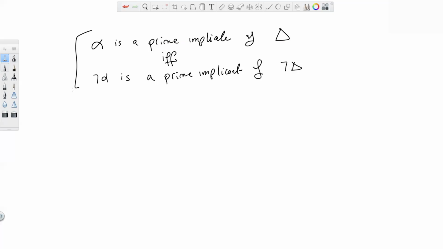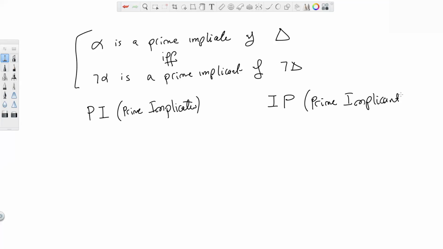What do I expect in terms of size? In this case, we want to try to contrast these two. Is one of them a more efficient representation than the other? And remember, this is the prime implicates, and this is the prime implicant. Let's see how much you remember.